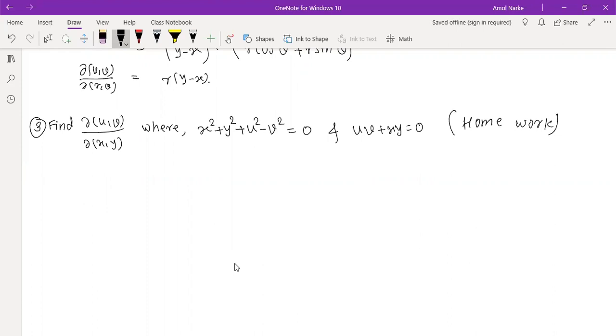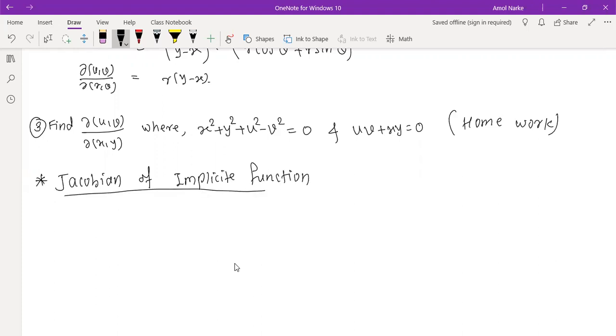Check out whether it is possible or not. We are going to solve the same example by using implicit function. So write down the Jacobian of implicit function. Suppose you have some functions, I'm going to use three variables. You can find out for a different variable also, no problem, for two variables or something like that.